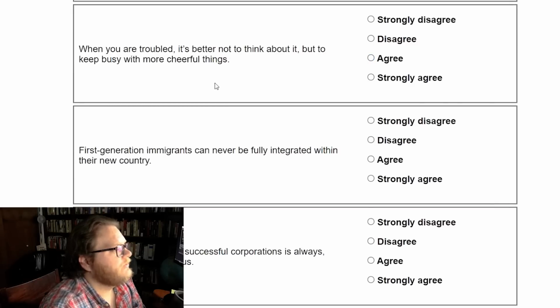Agree. When you are troubled, it's better not to think about it, but to keep busy with more cheerful things. This is tough. I wish there was a middle position here, because it depends on what the trouble is. I'd say mildly disagree, because it depends on what the trouble is.